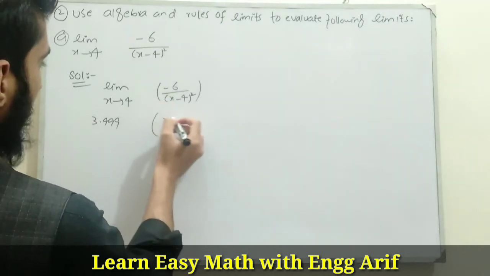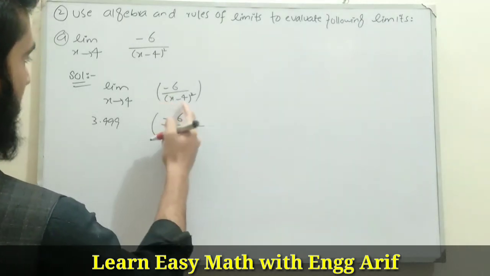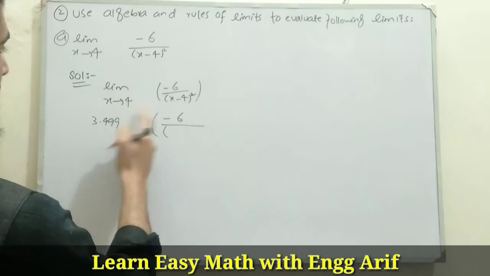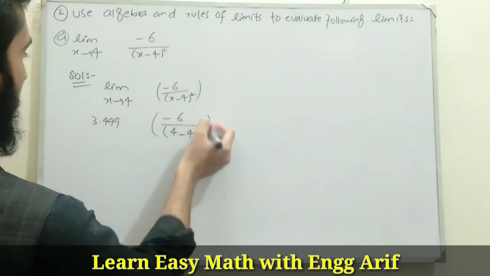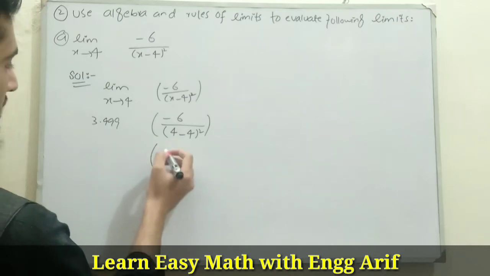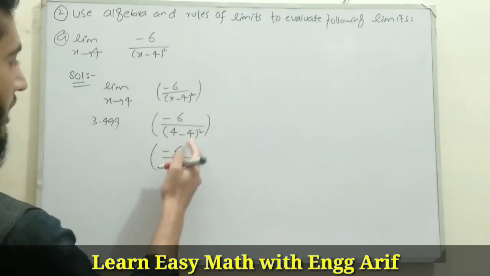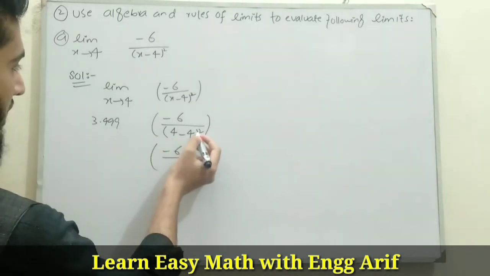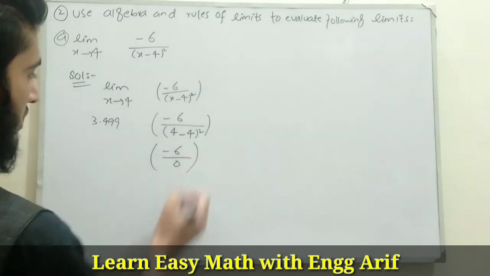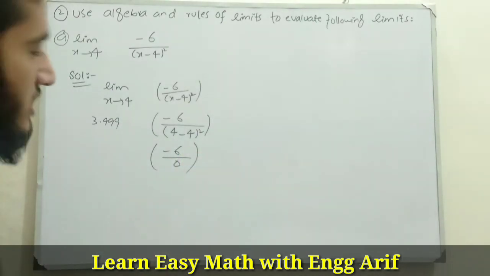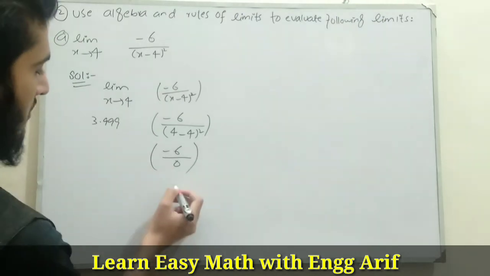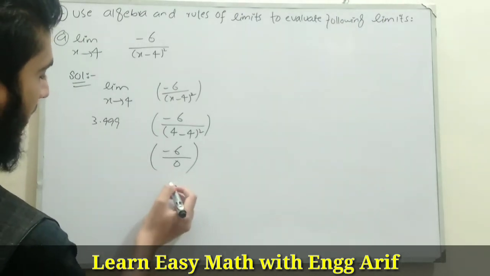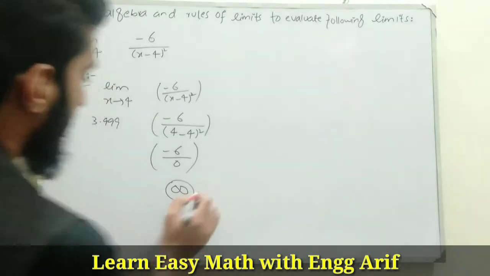So it becomes minus 6 divided by x minus 4 whole square. So x is 4, so put 4 over here, it becomes 4 minus 4 whole square. After this, 4 minus 4 gives us 0, so it becomes 0 square, which gives us 0. Remember, something divided by 0 always gives us the result infinity. So the answer to part number A is infinity.